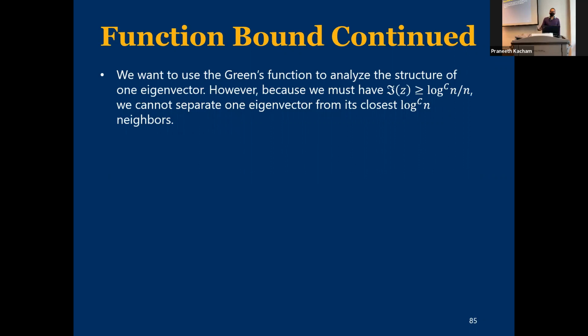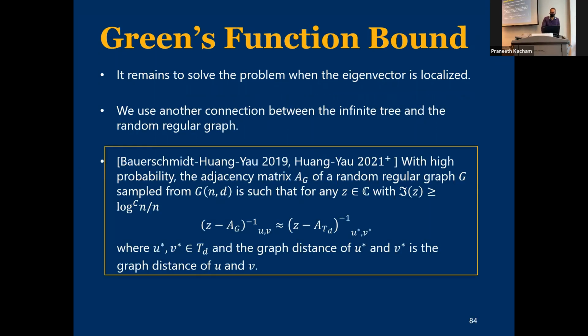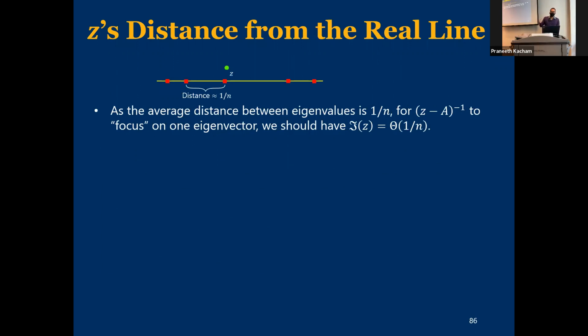So we want to use the Green's function to analyze the structure of one eigenvector. However, because this result only holds when the imaginary part of the Green's function is at least log^C n over n, we cannot separate an eigenvector from its closest log^C n neighbors. So what we're doing is taking a Green's function and trying to localize it on one eigenvector to get information about that eigenvector. So we want to get this number z as close as we can to that individual eigenvector.